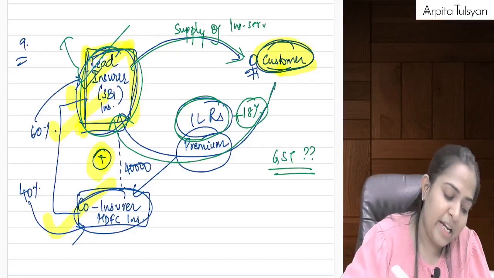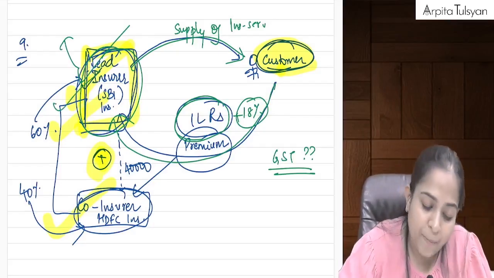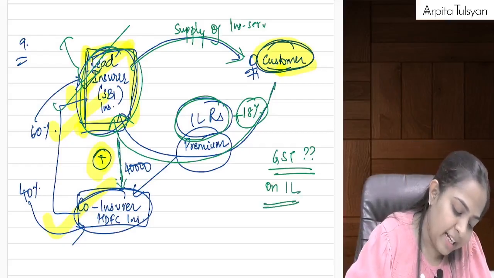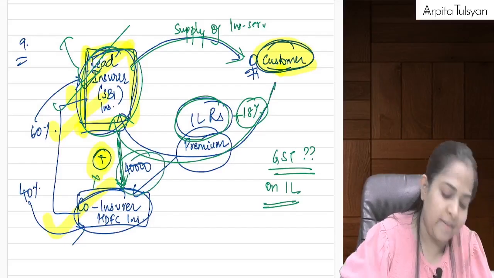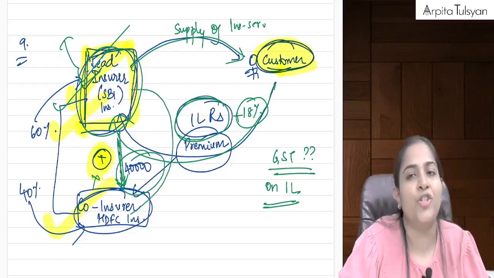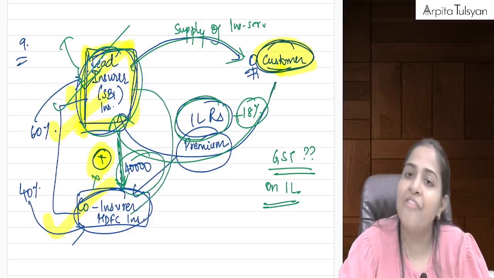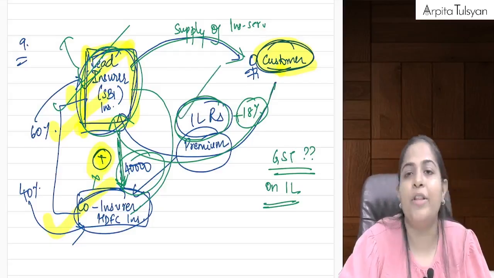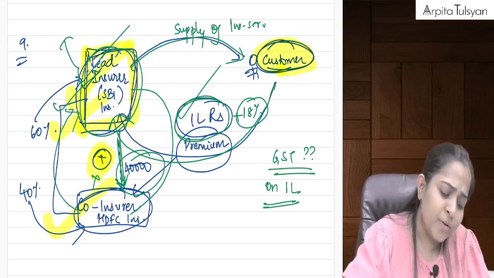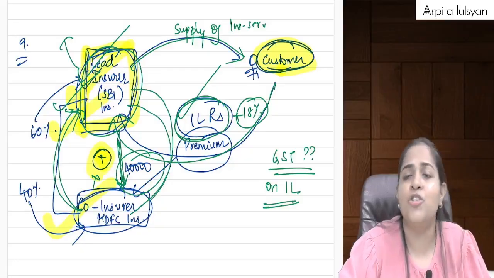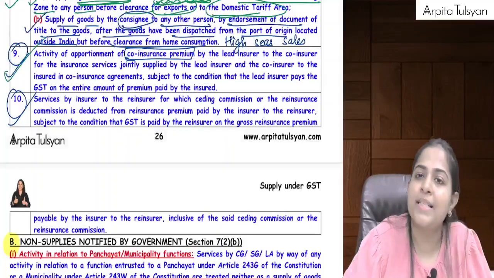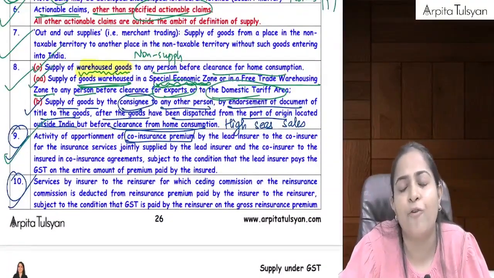So if the main insurer has paid GST on the full 1 lakh to the government, then whatever sharing is done with the co-insurer will not be considered as a supply. Meaning, sharing of premium by the lead insurer with the co-insurer will not be considered as a supply. Why? Because the government has anyway got GST on the entire 1 lakh in the first transaction itself. So there is no need for the co-insurer to raise an invoice on the lead insurer, and then the lead insurer charging GST, etc. Not at all required. Yes, this was told here. Can we read this once, everyone? Illogical now, because already on that 1 lakh full tax was paid.